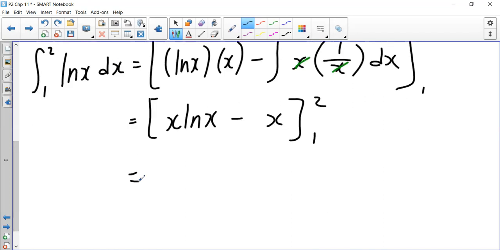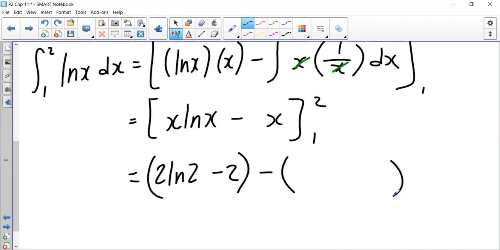So then we can now apply the 2 and the 1. So we can put the 2 in, 2 ln 2 minus 2 as a bracket, subtract, put it as a bracket, 1 ln 1 minus 1. Another one looks like L, so I'm going to put it.